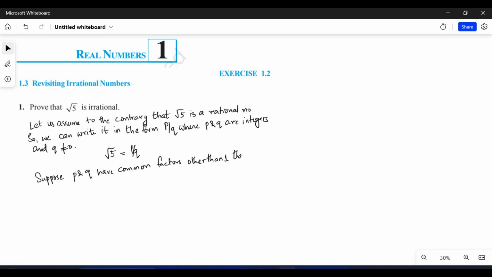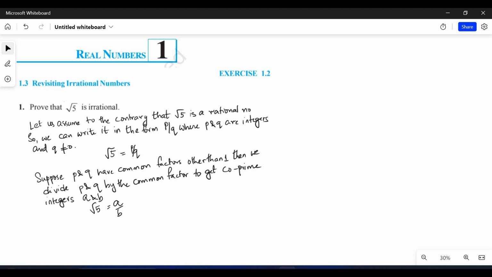Then we divide both P and Q by the common factor to get co-prime integers. So co-prime integers are those which have only 1 as their common factor. Co-prime integers A and B. Now root 5 can be written as A by B.